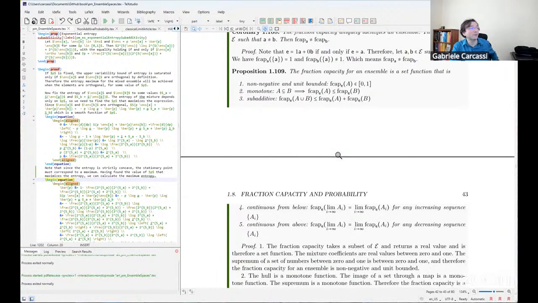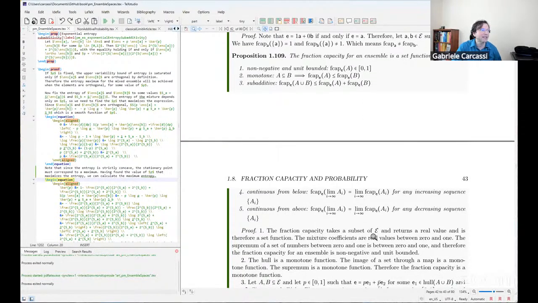Okay? And now we prove the nice properties that are, again, very similar to properties of a probability measure. This is a set function, and it's going to be non-negative and unit bounded. So it's going to be from 0 to 1, exactly like a probability measure. The fraction capacity takes a subset of E and returns a real value and is therefore a set function. The mixture coefficients are real between 0 and 1. The supremum of a set of numbers between 0 and 1 is between 0 and 1, and therefore the fraction capacity for an ensemble is non-negative and unit bounded.